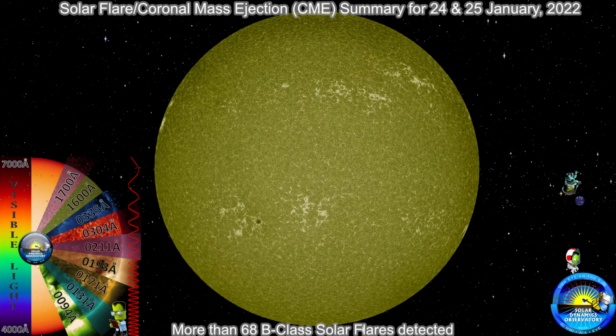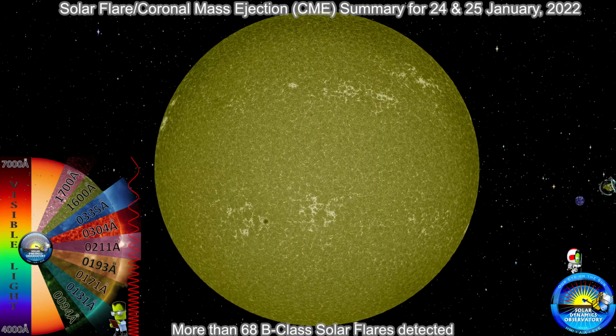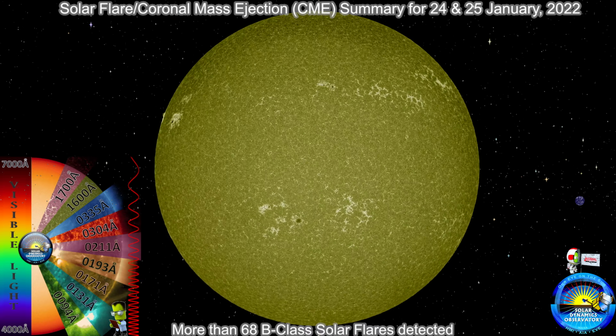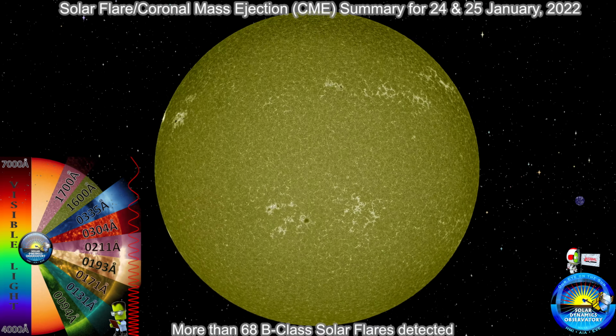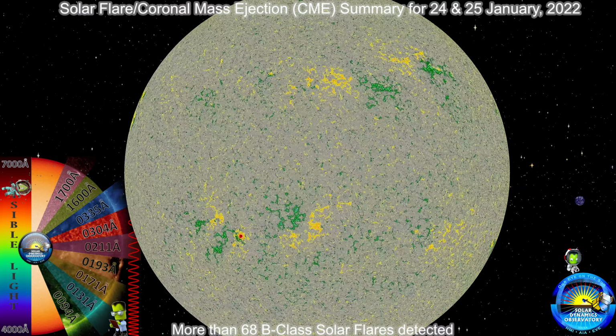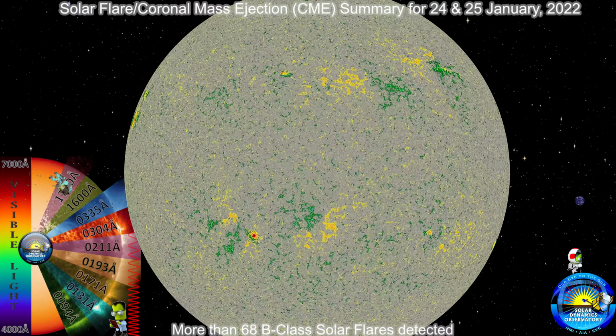And this is the surface of the sun with 1600 angstrom filter. And then last we have polarization analyzation through the HMIBC, which tells us the polarity of the regions and the surface of the sun.